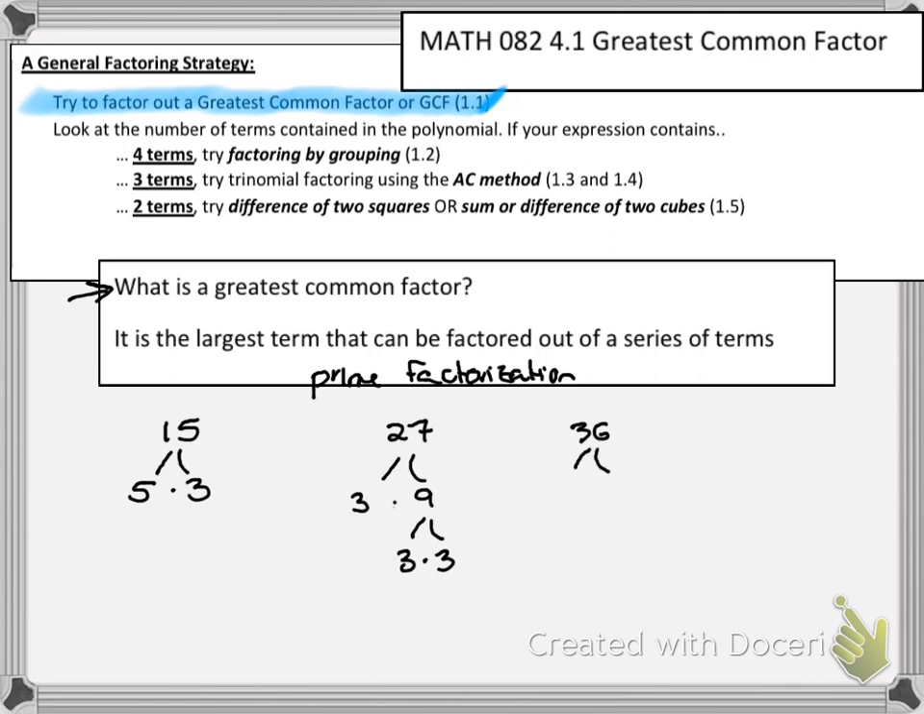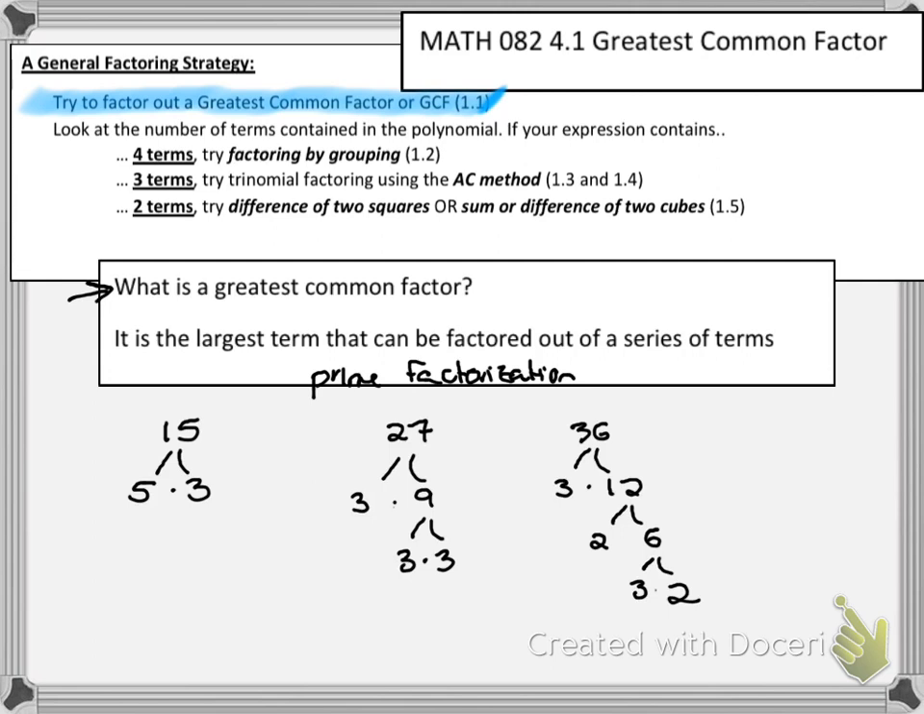36, we can start anywhere. We could factor out a 2, a 3, a 9, 12. There's lots of different numbers that go into 36. Just for the sake of simplicity, I'll just pick 3. You probably know that 12 is also divisible by 2. 2 times 6 is 12, and 6 is 3 times 2. Okay, and those are our prime factors.